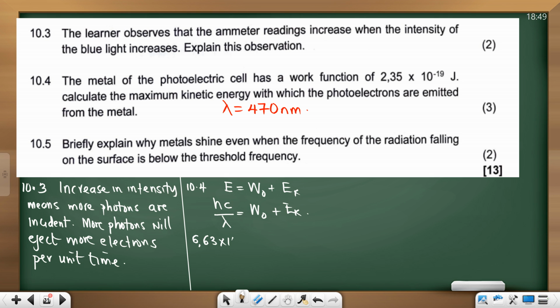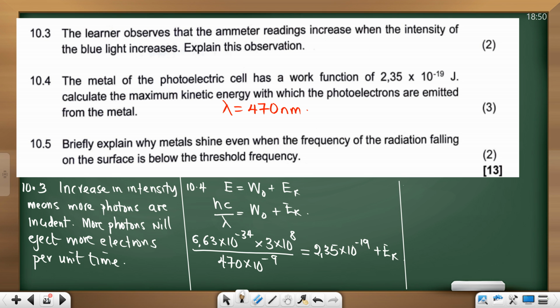6,63 times 10 to the power negative 34, times 3 times 10 to the power 8, over the wavelength, 470 times 10 to the power negative 9 nano, equals, do we have work function? 2,35 times 10 to the power negative 19, plus what? Kinetic energy. What is my answer now?